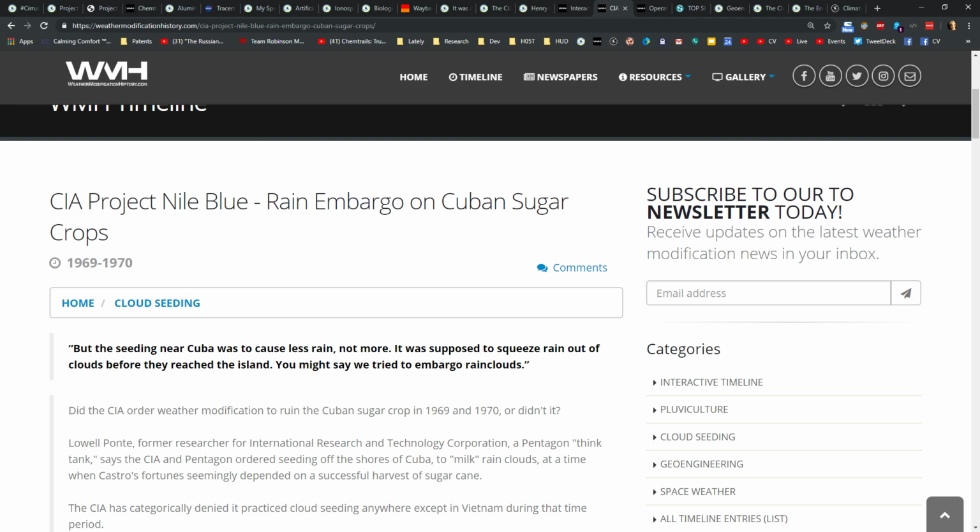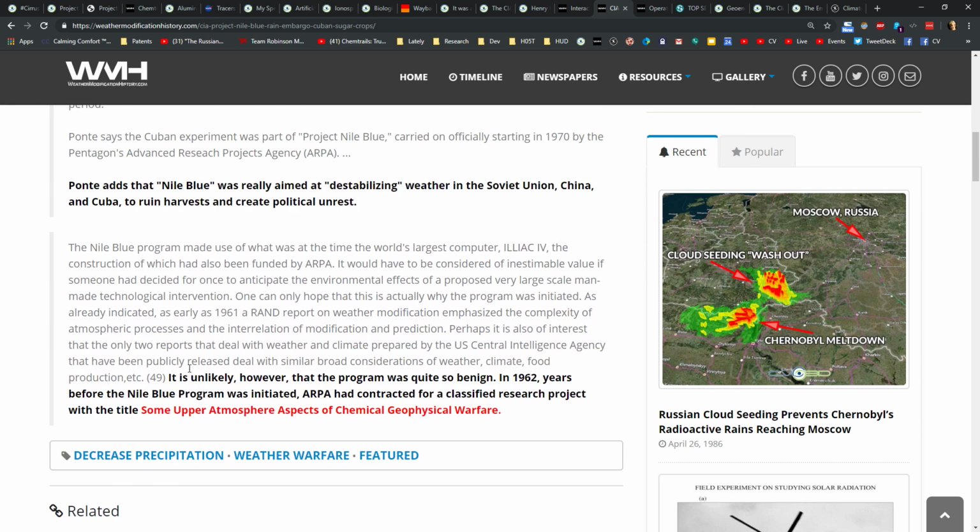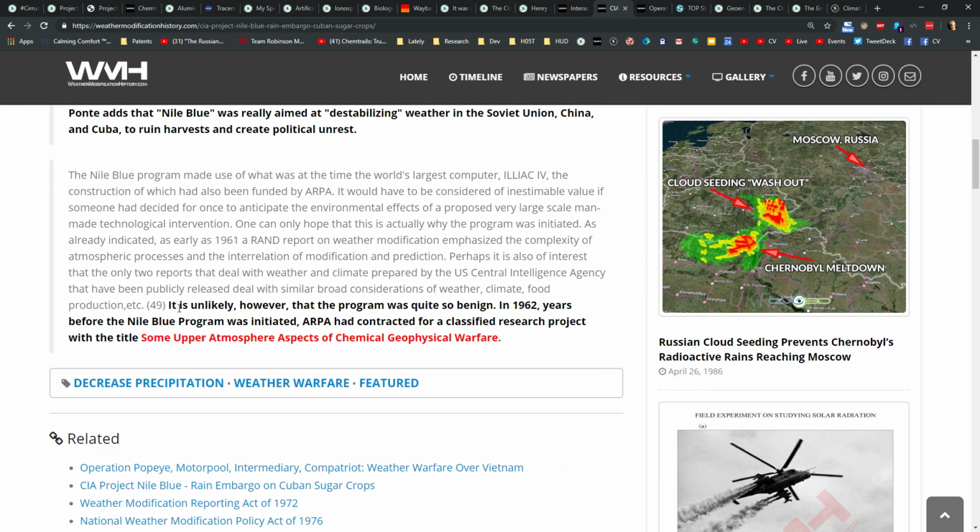Quote, "But the seeding near Cuba was to cause less rain, not more. It was supposed to squeeze rain out of the clouds before they reached the island. You might say we tried to embargo rain clouds." This is a fact. Pont adds that Nile Blue was really aimed at destabilizing weather in the Soviet Union, China, and Cuba to ruin harvests and create political unrest. Weather warfare, crop warfare by the CIA.